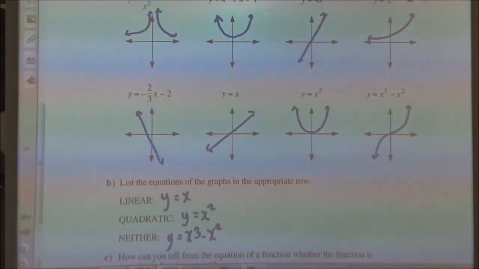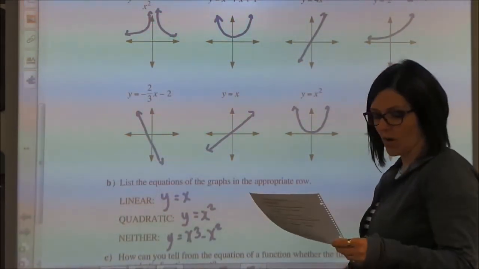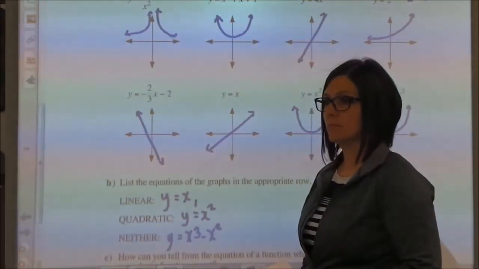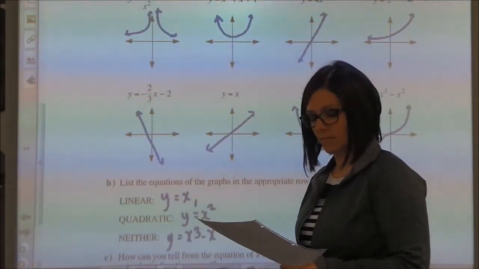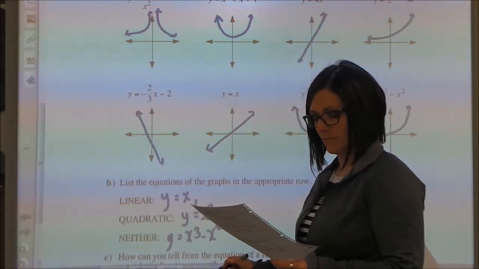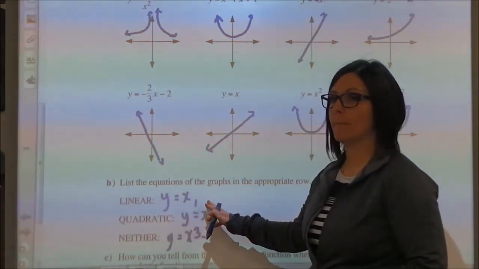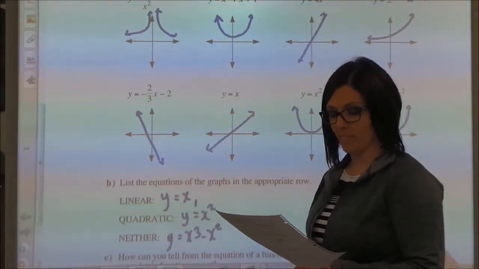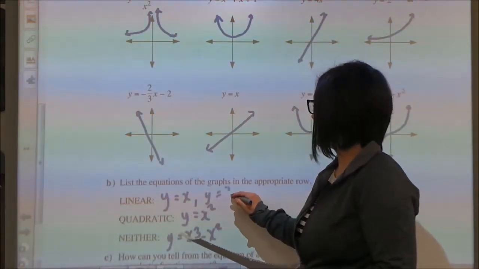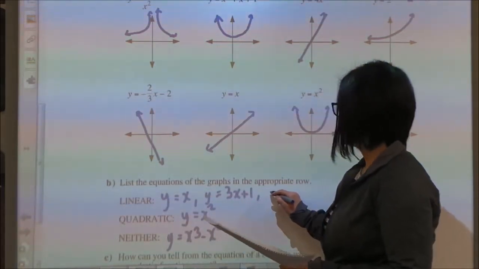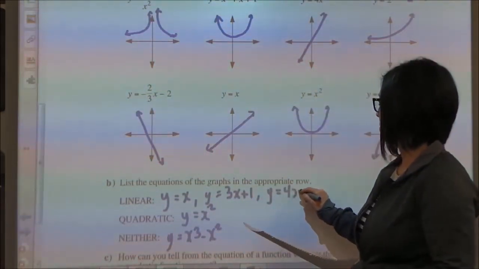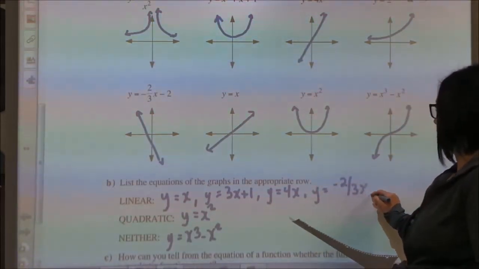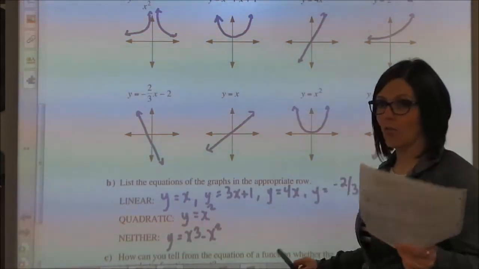What are the other equations for the linear graphs? I had y equals x. What's another one? Y equals minus 2x squared plus 5x plus 3. Not for a linear one. Oh no, for quadratic. I want the linear ones. Y equals 3x plus 1. Okay, y equals 3x plus 1. Y equals 4x. Y equals negative 2 divided by 3x minus 2. Okay. So now the quadratic ones.